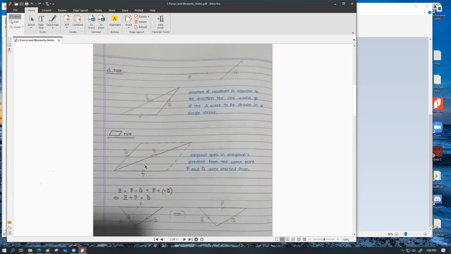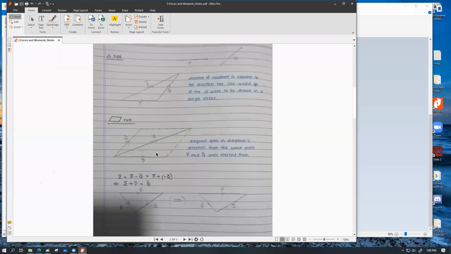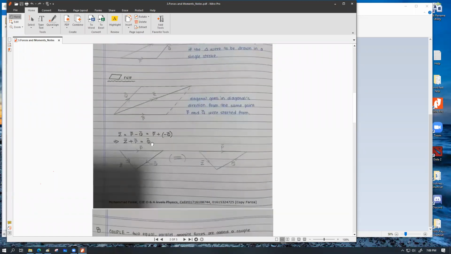The diagonal starting from the same point gives you the resultant. So this is the basic idea over here. This next figure is a pretty interesting figure. I want all of you to understand this figure really, really carefully.